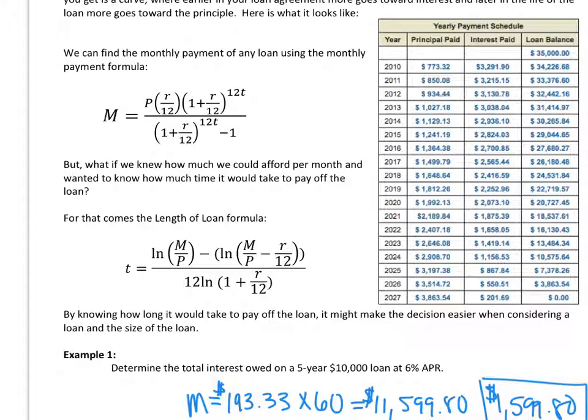LN is not literally the letters L and N. It is a function. When you're going to Desmos, you'll put T equals, and then you'll click on the functions button, which is on your keyboard at the bottom. Under functions, go over to miscellaneous, and you'll see LN. It's short for natural log. You don't need to know that, but that's what it is.